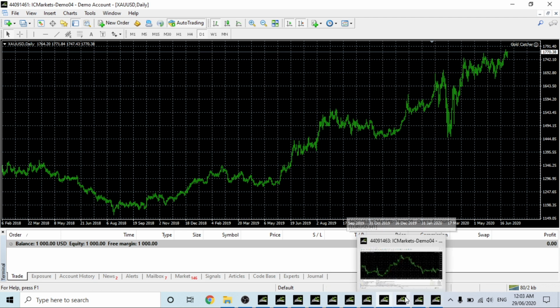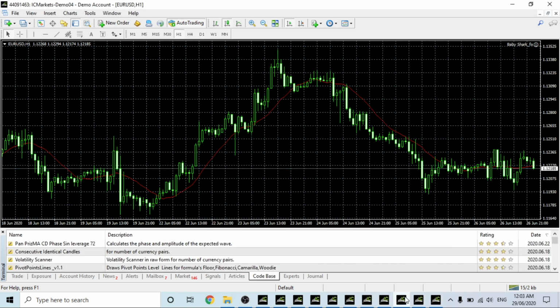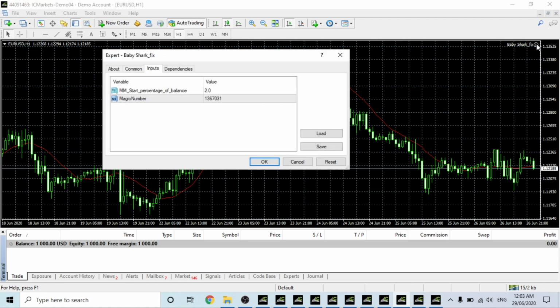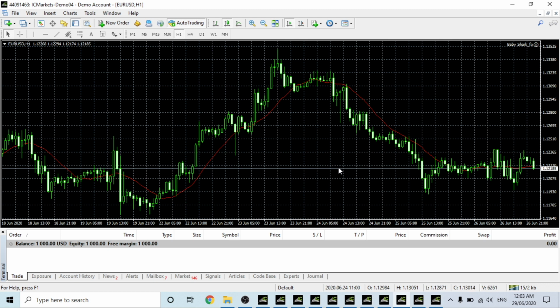Next, that is also a new EA. Baby Shark is a new one. It trades Euro USD only. I've tried it on a demo before and it traded quite well, but I'm interested to see how it goes with $1,000. And the risk on this one is 2%. There's no settings, just a magic number and a percent of balance. So 2%, we're going to run with that.